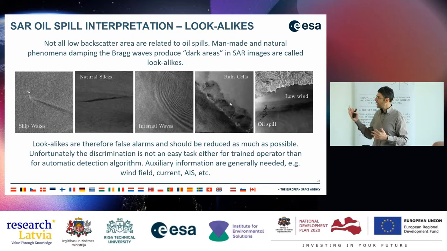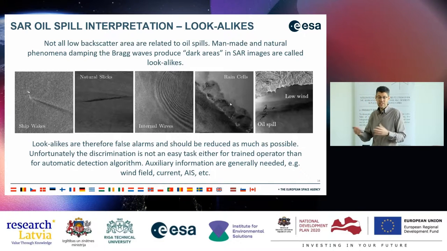So here are some examples. So you have ship wake. So someone was asking, what is happening? Is that the ship is moving, and basically the movement of the ship is smoothing the surface, and then you see this dark trail. So not very long, but you see behind the ship.